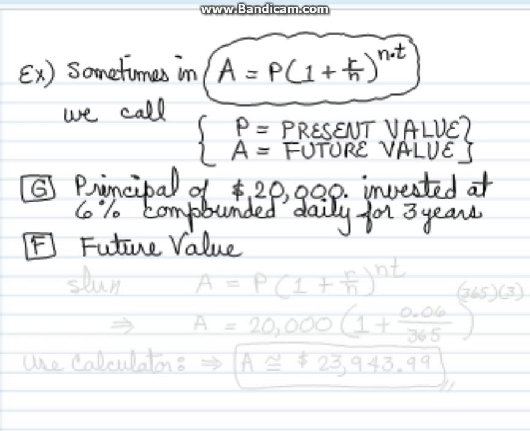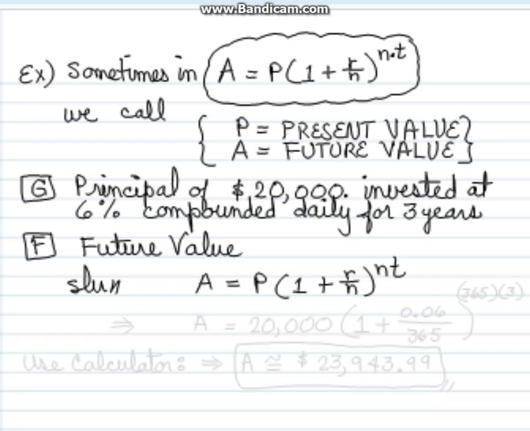Now what I want you to realize here is we'll start off by saying, yeah, we're going to use this formula, A equals P, parenthesis 1 plus R over N, raised to the N times T power. But let's recognize what the variables are. The P value is the principal amount invested, it's $20,000. The R is the interest rate written in decimals. So 6% is our interest rate, and to write it in decimal, we drop the percent symbol and move the decimal point 2 places to the left, so it's 0.06.